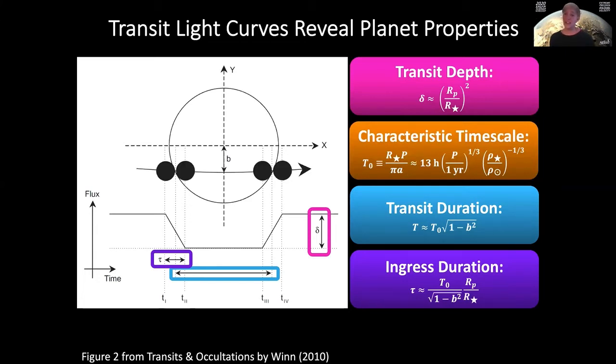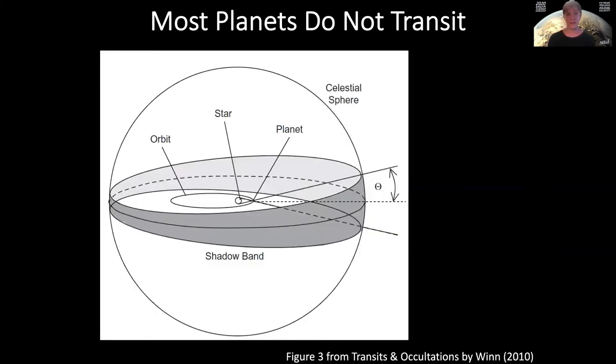There are just too many geometries where the planet wouldn't appear to pass between you and the star. Here's another figure from the Transits and Occultations chapter to explain why this is true. Here, what you see is the planet on an orbit around the little star. And if we draw out the path of the planet and look at the celestial sphere, what you see is that anywhere along this gray band, an observer would see a planetary transit.